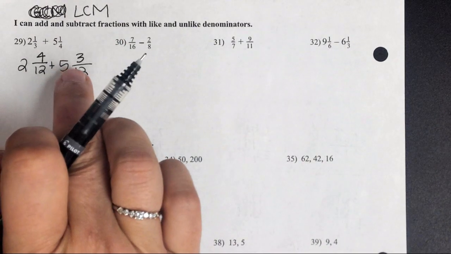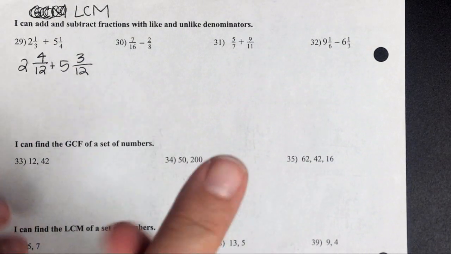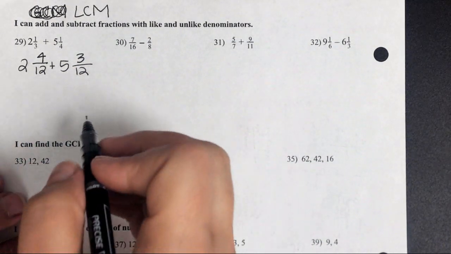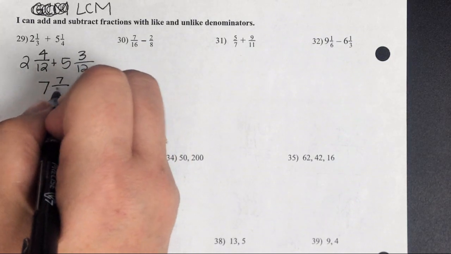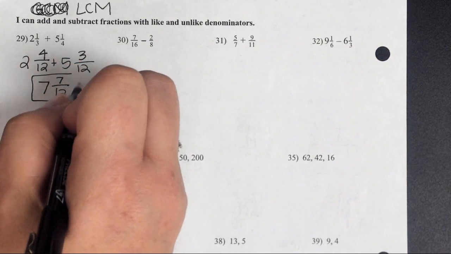Remember, whatever you do to the denominator, you have to multiply the numerator by the same thing. So add my whole numbers together. That would give us 7. 4 plus 3 is 7 over 12, and that cannot be simplified.